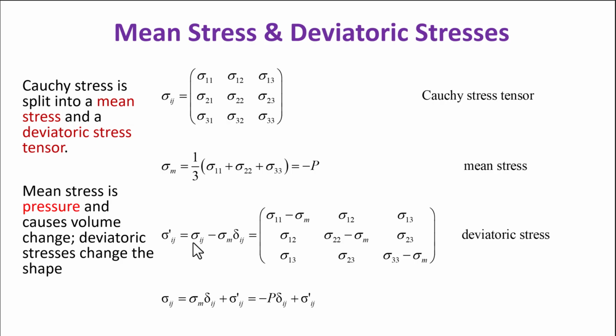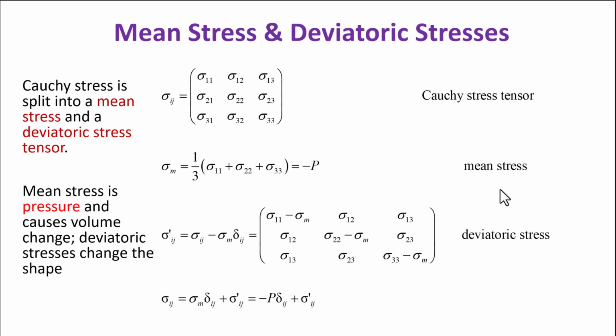Couchy stress, subtract the mean stress. The remaining is called deviatoric stress. You can regard the total Cauchy stress as a mean stress part plus the deviatoric stress part. The reason we make this decomposition is because the mean stress has to do with volume change.